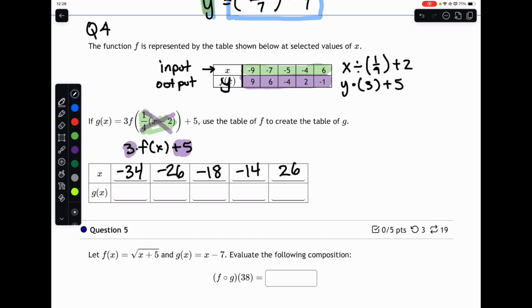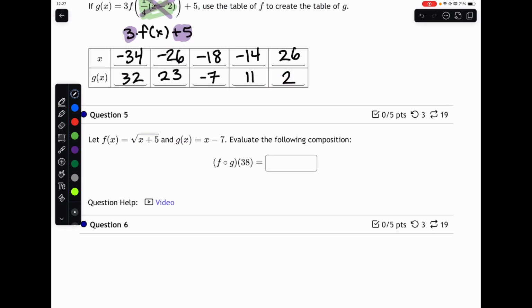So again, from left to right, starting off with 9. 9 times 3 plus 5, that's a total of 32. 6 times 3 plus 5 is 23. Negative 4 times 3 plus 5 is negative 7. 2 times 3 is 6 plus 5, that's 11. And negative 1 times 3 plus 5 is 2. So there is your table for g.